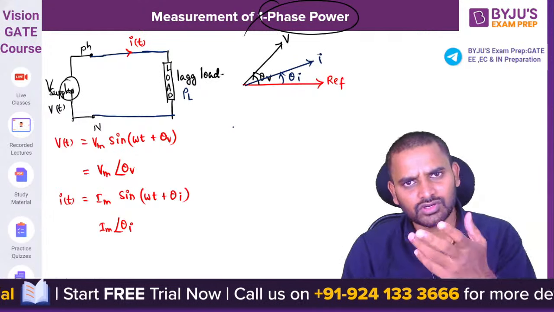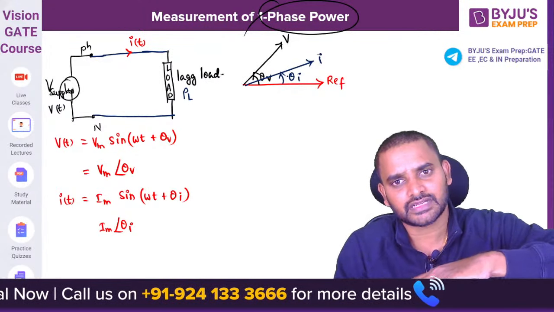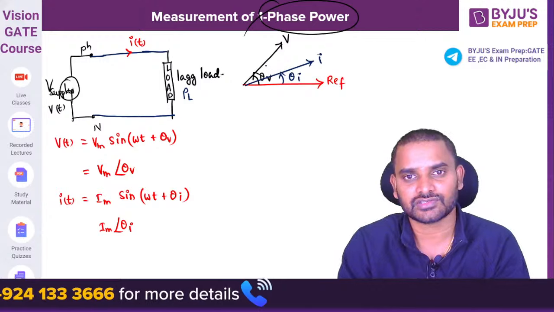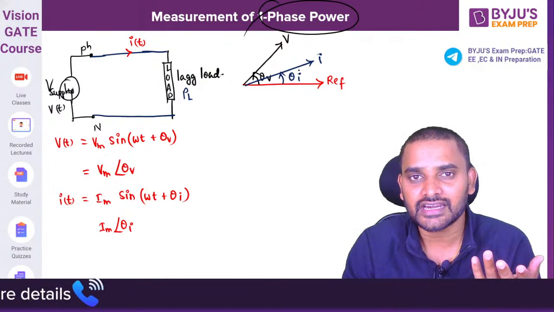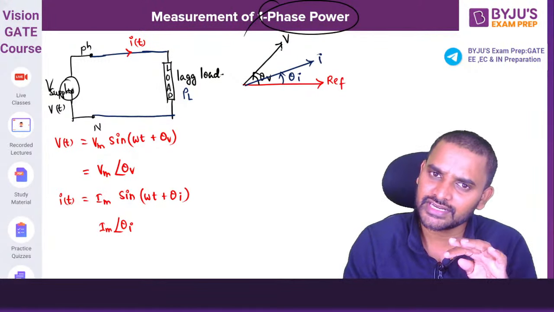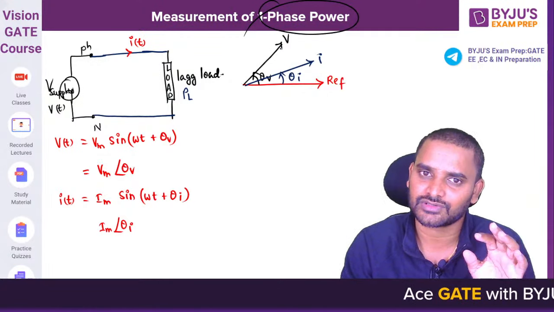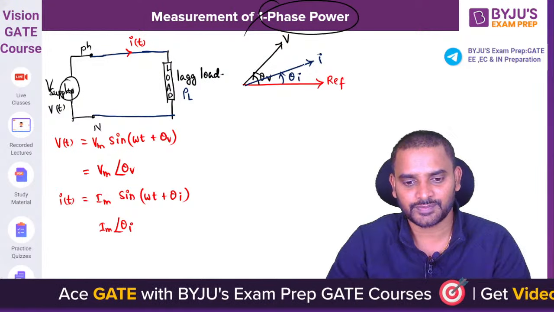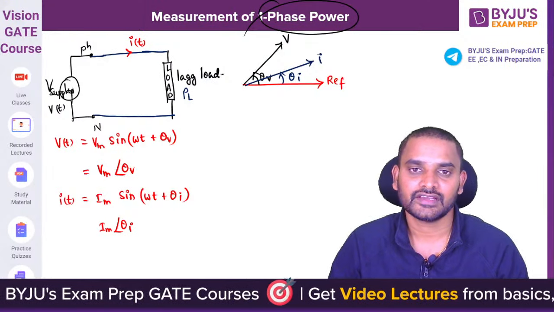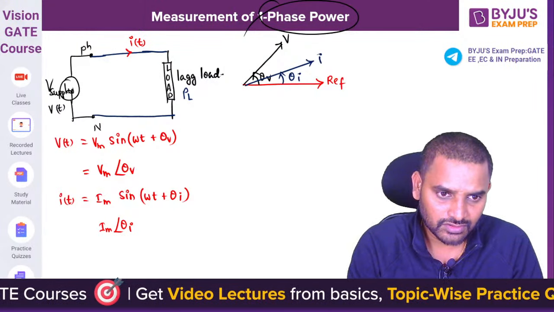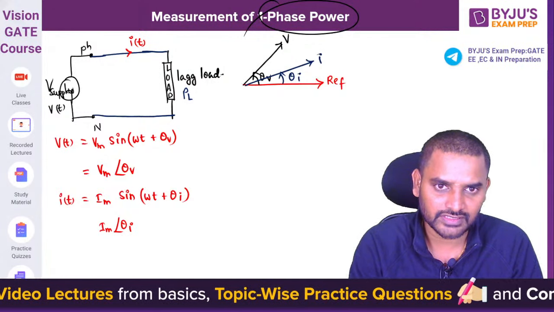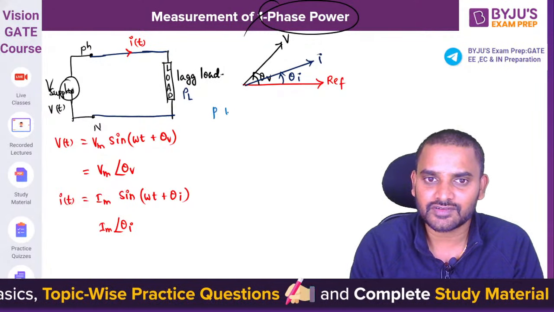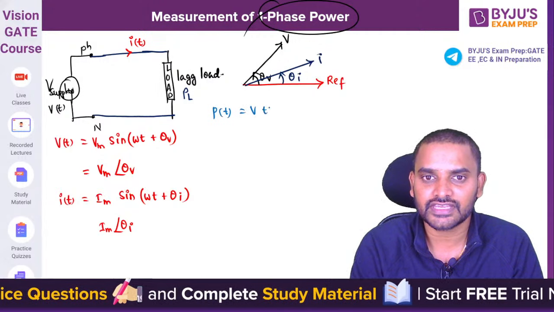No doubt, no problem. You can even write the current as leading the voltage also. Here I have taken the current as lagging with respect to voltage. You can take current leading with respect to voltage also, no matter. So this is how the phasor representation is going to be. Now let us go for the calculation. The instantaneous power P of t is equal to V of t into I of t.